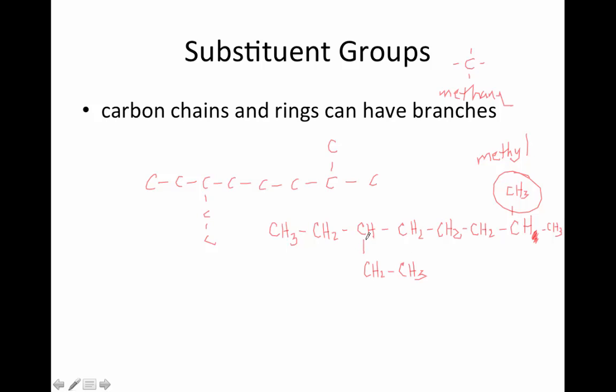Here I have a branch coming off of this carbon chain with 2 carbons. A 2-carbon hydrocarbon chain is called ethane. I'm not drawing the hydrogens. This is called ethane. A 2-carbon branch is called an ethyl group. And again, it's not super important that you write these down or memorize these right now. The main point is that hydrocarbons can have branches.